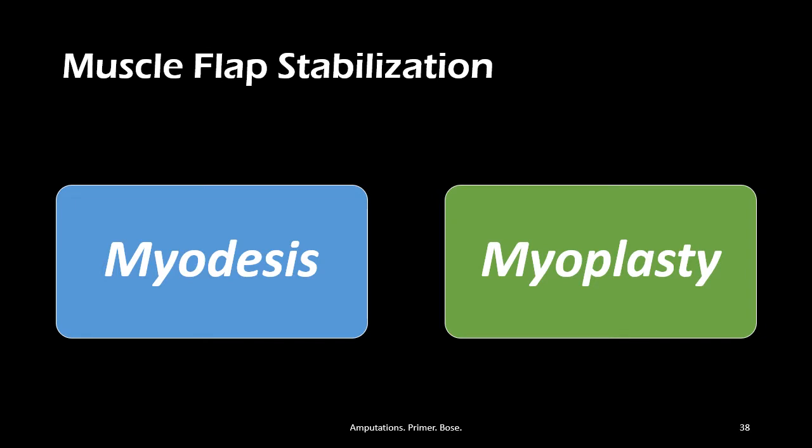For situations where myodesis is not feasible, the muscle flaps are then sutured to each other. That is, the flexor and the extensor groups are sutured to each other. And similarly, the adductors and the abductors are sutured to each other. This technique is not as physiological as myodesis and can lead to poor future prosthetic function due to both mechanical as well as proprioceptive impairments.